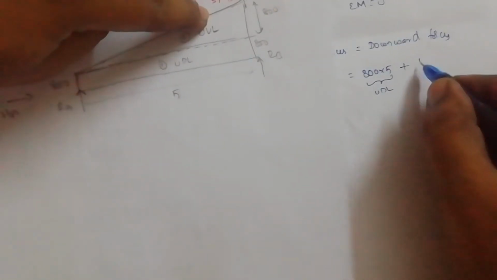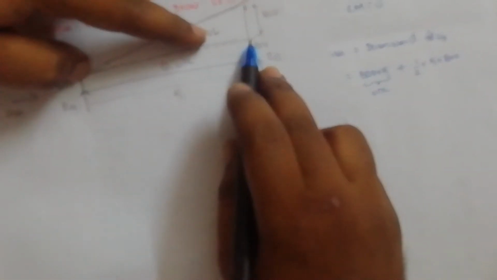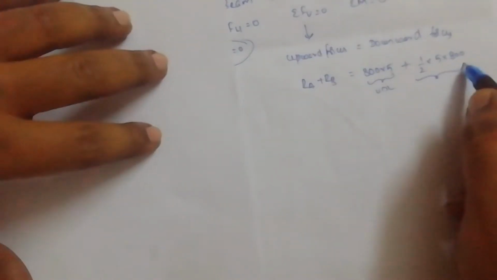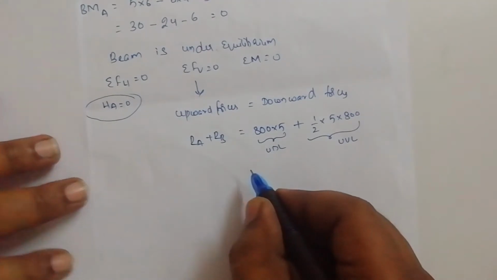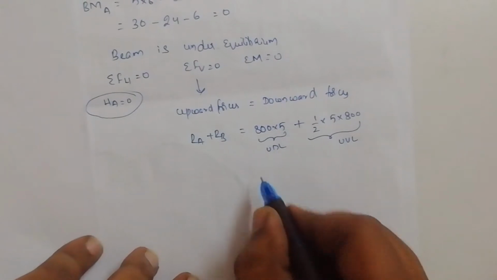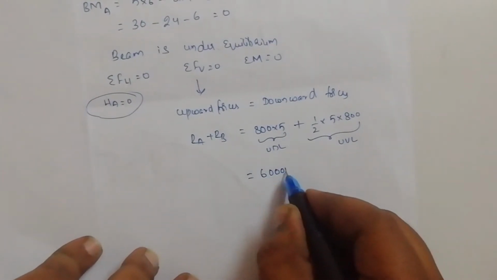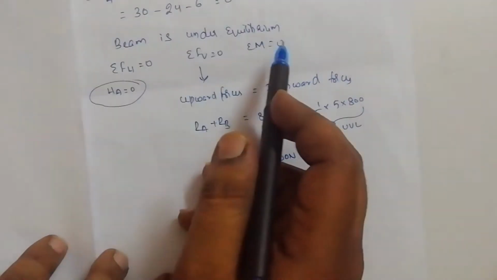Plus, because of the UVL, the load is half into base into height. Half into base 5 into height 800. This is because of the UVL. Now if you solve these two values, you will get the answer as 6000 newtons. So once you get the value of RA plus RB, we have used two equations, and the third equation is still left out.